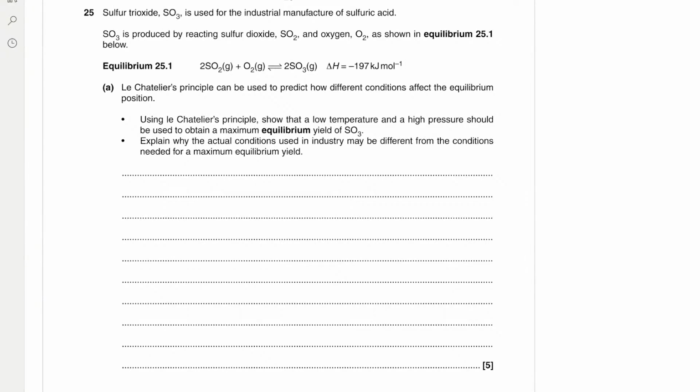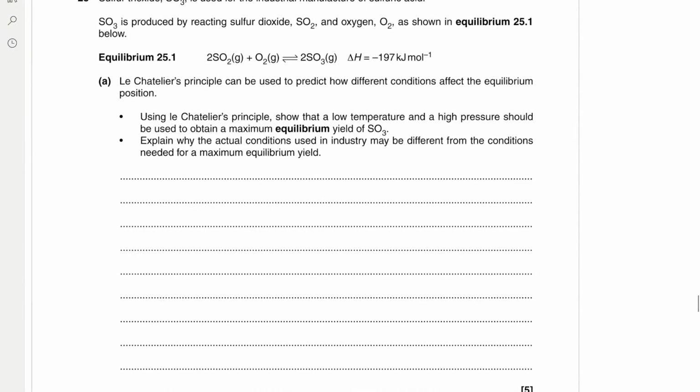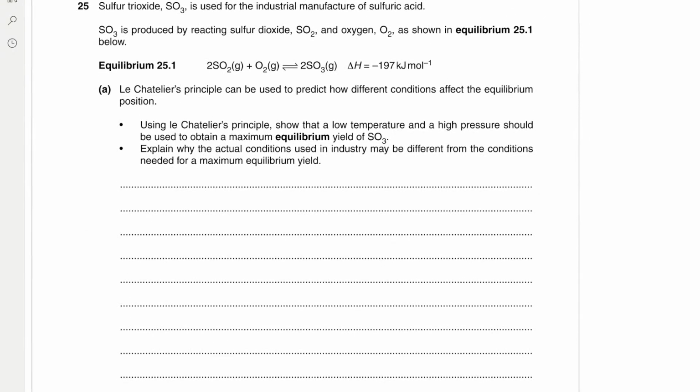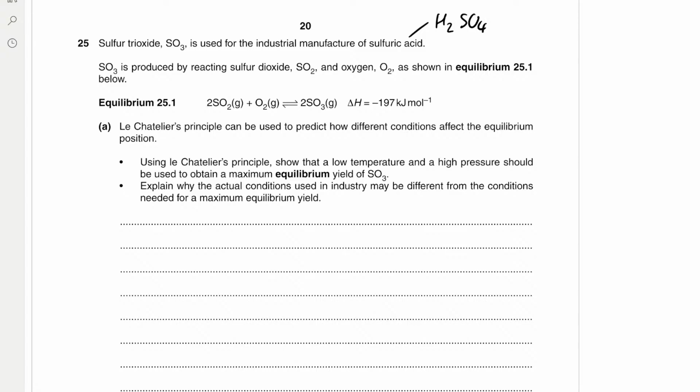(25A). So we've got a long answer question on equilibrium. Quite a nice question, I think. Sulfur trioxide is used for the industrial manufacture of sulfuric acid, so H2SO4. SO3 is produced by reacting sulfur dioxide, SO2, and oxygen as shown below in equilibrium 25.1. So in equilibrium we've got 2 moles of SO2 reacting with 1 mole of oxygen, forming 2 moles of SO3, and it's an exothermic reaction because we have a negative enthalpy change.